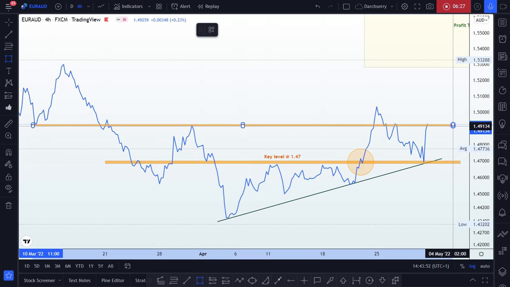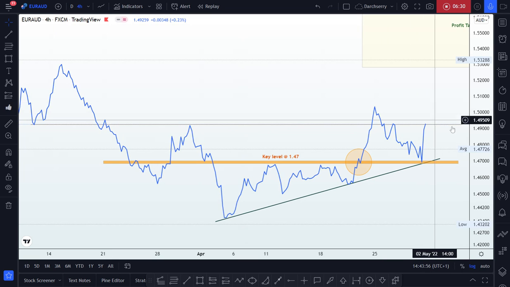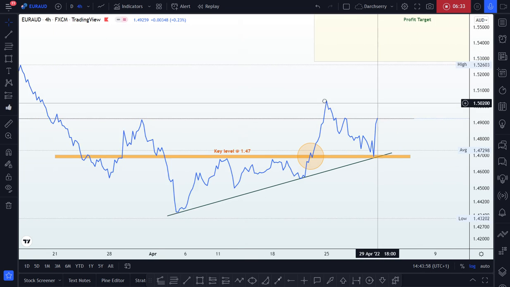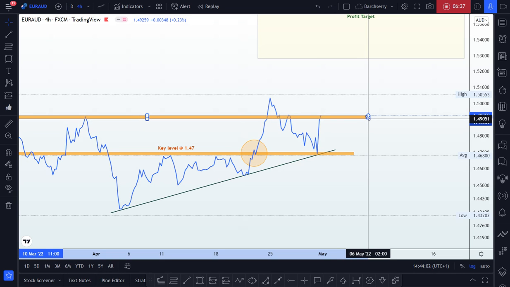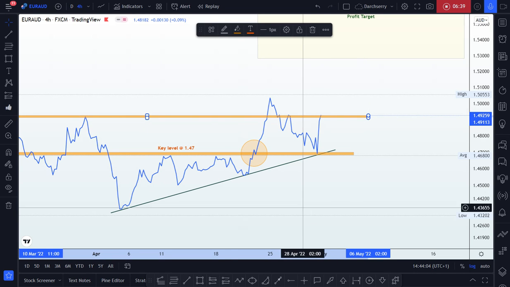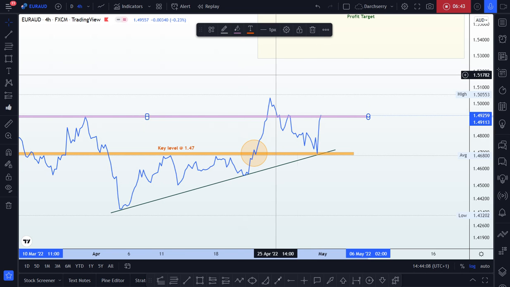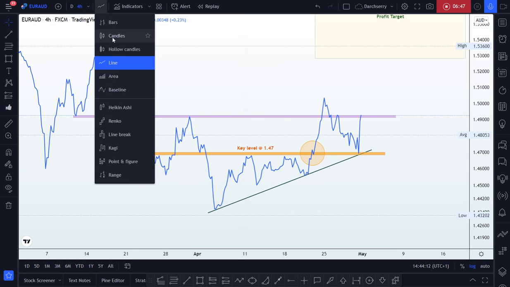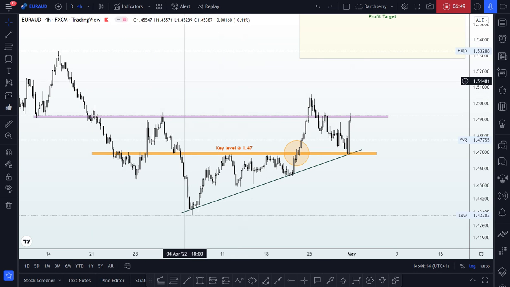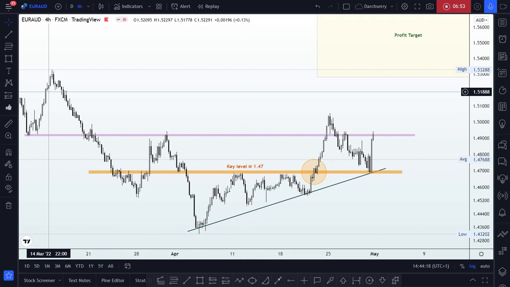Sorry, let's make this purple. Okay, let's move left a little bit, and let's make this purple for sake of clarity. So we have that level, and this could be our secondary key level that will be working going into the new week.